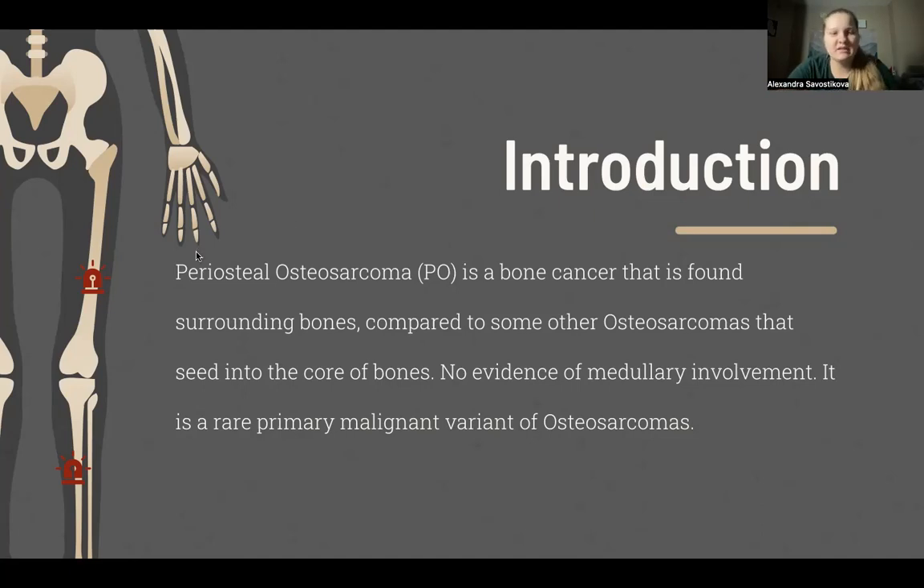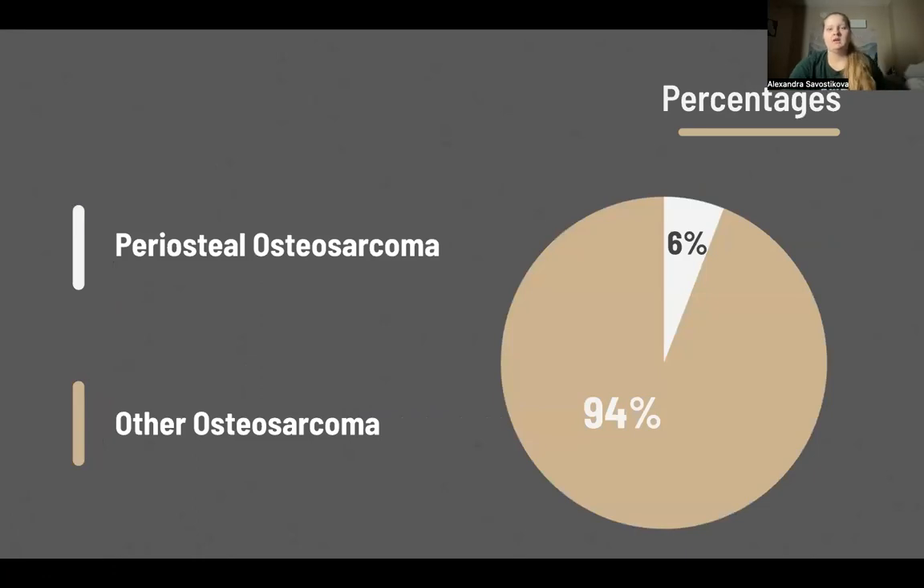Over here on the left in my diagram, I do have two red hazard lights, siren lights, on here, and this shows where on bones it is more frequently located, and we'll get into that in just a second as well. So here's a little bit on the statistics. Periosteal osteosarcoma is going to be in white. It's about 6%, and 94% is the other osteosarcomas.